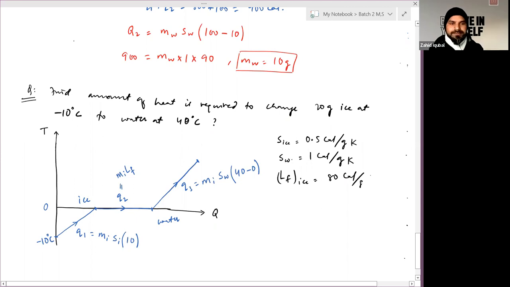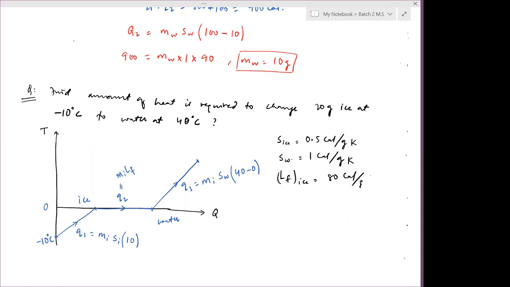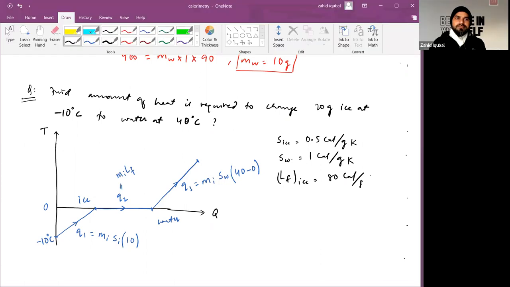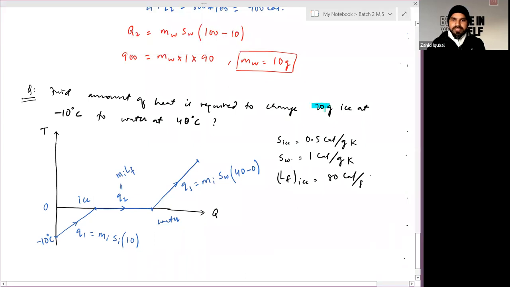Samira, is it clear? Yes, sir. Okay, try to solve. We have mass of ice to be 20 gram and these known values.